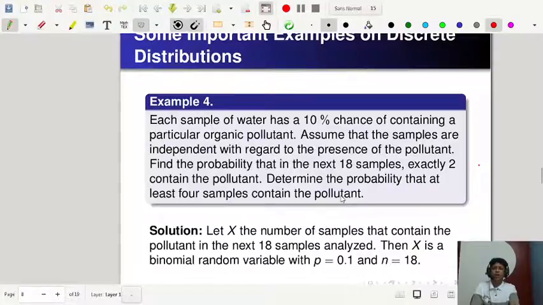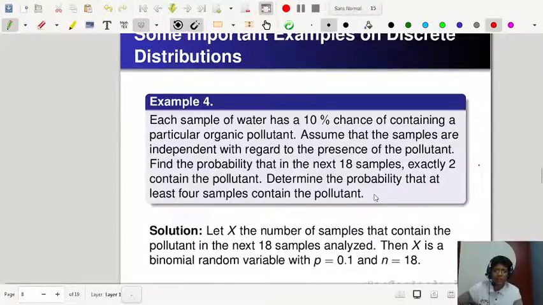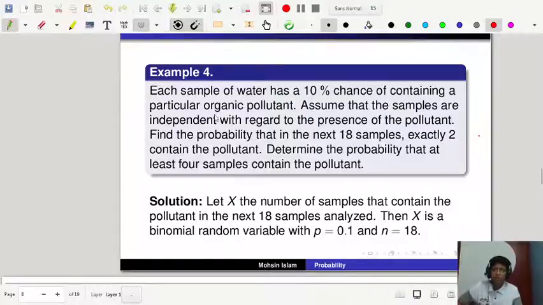Yeah, so let's have another practical example of discrete distribution, a real life problem. Each sample of water has a 10% chance of containing a particular organic pollutant. Assume that the samples are independent with regard to the presence of the pollutant. Find the probability that in the next 18 samples exactly 2 contain the pollutant. Determine the probability that at least 4 samples contain the pollutant. So let me first tell you the first part.